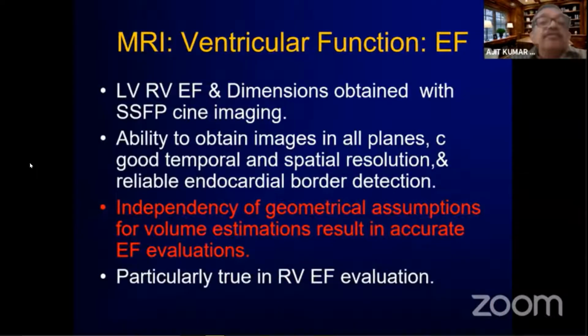So one of the important functions of MRI is in ventricular function assessment, especially ejection fraction. The LV and the RV ejection fraction and the dimensions are obtained with cine imaging. The ability to obtain images in all planes with good temporal and spatial resolution and reliable endocardial border detection, and perhaps what is most important, is the independence of geometrical assumptions for volume estimations, which results in very accurate ejection fraction evaluations as compared to echo, or even for that matter, angiograms, where you need geometrical assumptions. And this is particularly true in difficult anatomies such as RV ejection fraction.